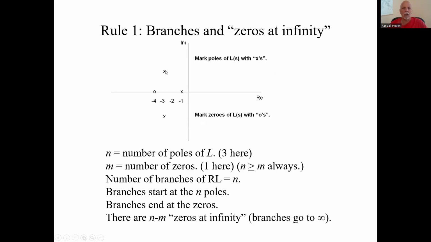And remember, these X's are the poles of L, and they're the starting points of the poles of the whole closed loop system. In fact, we call where the poles of the closed loop system go branches. There are as many branches as there are X's, as there are poles of L. So the poles of the closed loop system start at these X's.